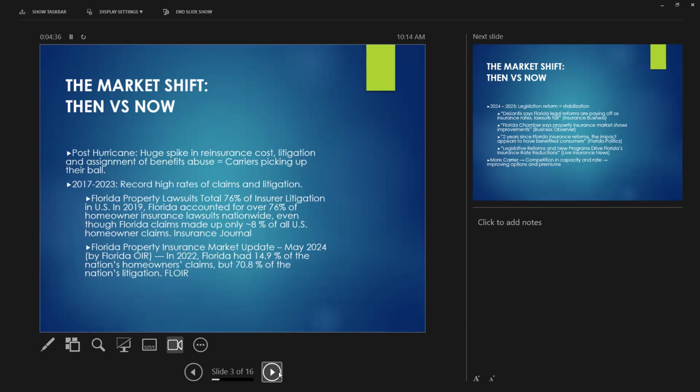Wow. 3 years after that, the numbers are still high. Now we represent 15% of the claims filed, but we're still 70+% of the litigation that's being filed. So it was just abuse on abuse after abuse. It was the door knocker.